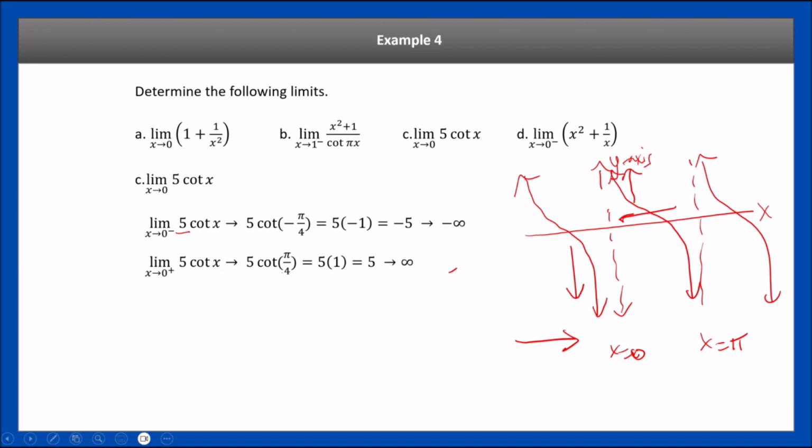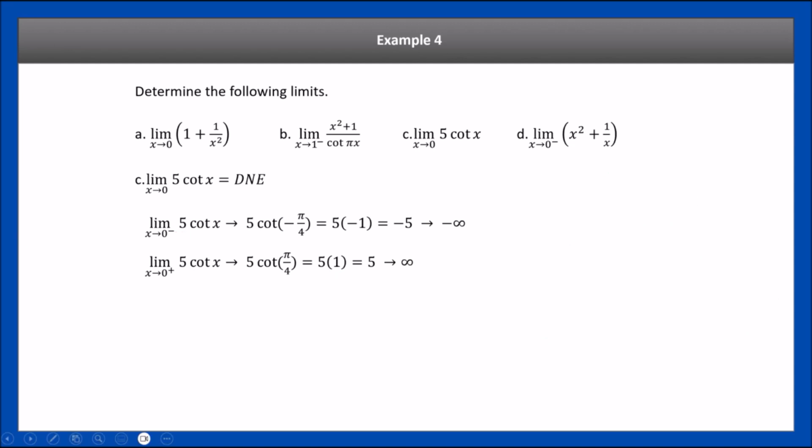If we do it from the right side, we can plug in pi/4. Similarly, we're going to get a value of 1. But then 5 times 1 is 5, and so we know it's going to be positive infinity. We can see that from the graph. Because we have two directions, one negative infinity and one positive infinity, we're going to write the answer as simply D and E.